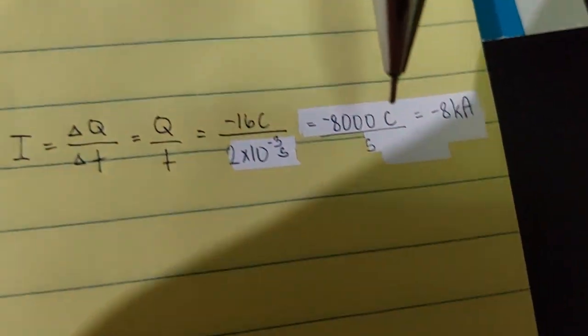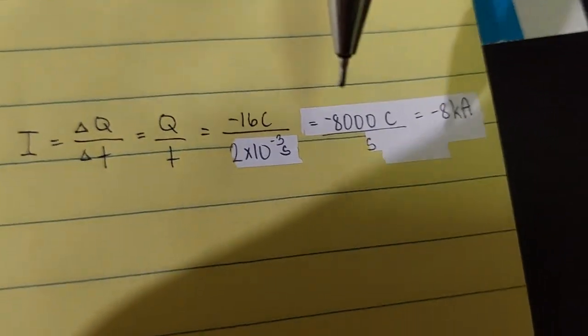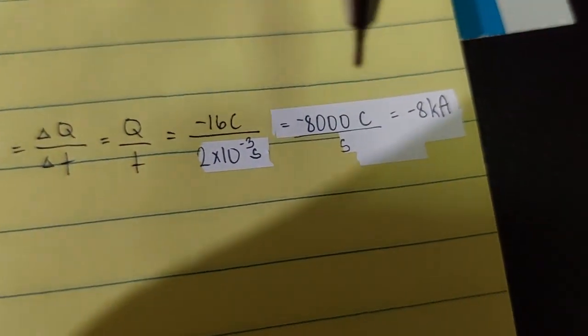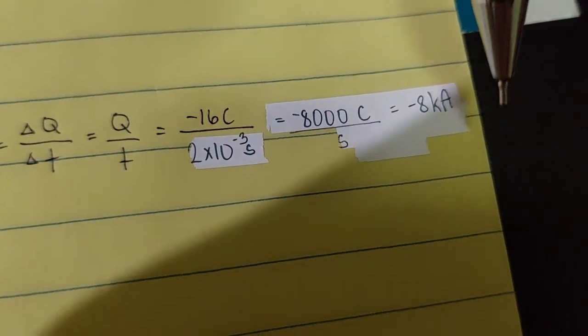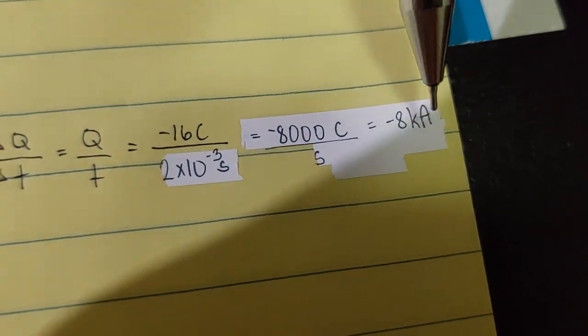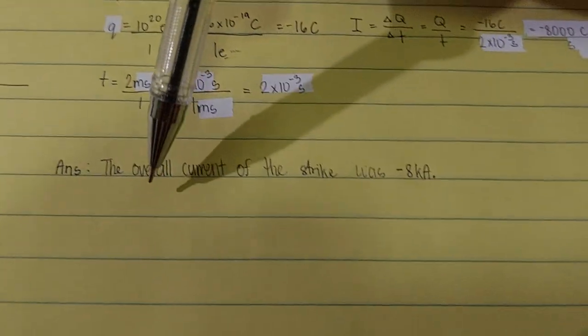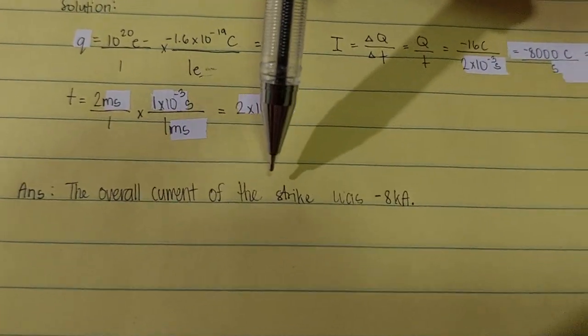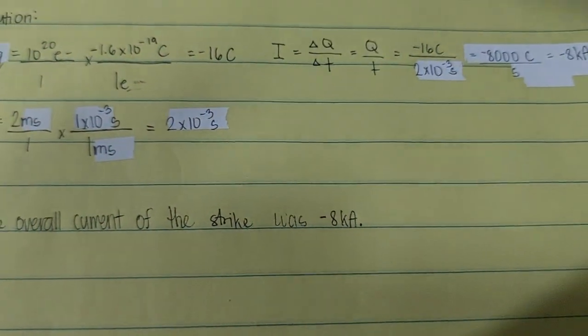That's a lot of electricity, by the way. Like, that current is very high. And the unit for current is amperes, or A. But this is in the thousands, so it's kiloampere. Negative 8 kiloampere. So our answer is, the overall current of the lightning strike was negative 8 kiloamperes.